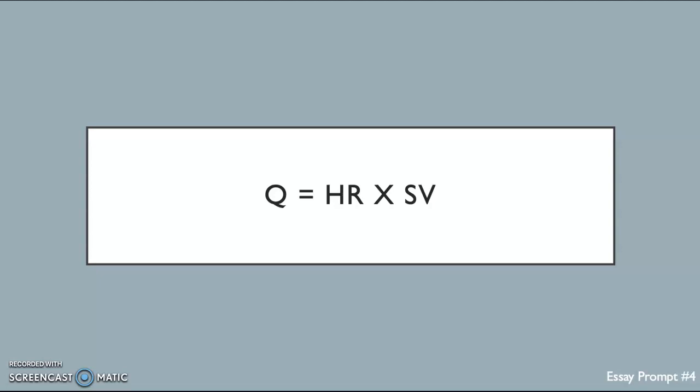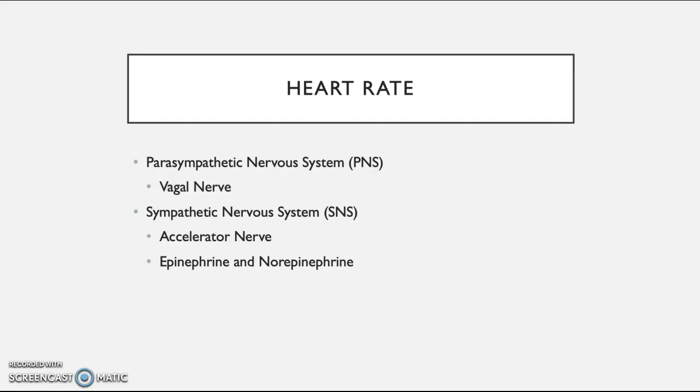In the equation, cardiac output, or Q, is determined by heart rate and stroke volume. Heart rate is controlled by the parasympathetic nervous system and the sympathetic nervous system, or PNS and SNS. The PNS incorporates the vagal nerve, which suppresses the SA node to give a rest or a break on the heart. The SNS incorporates the accelerator nerve and the hormones epinephrine and norepinephrine.